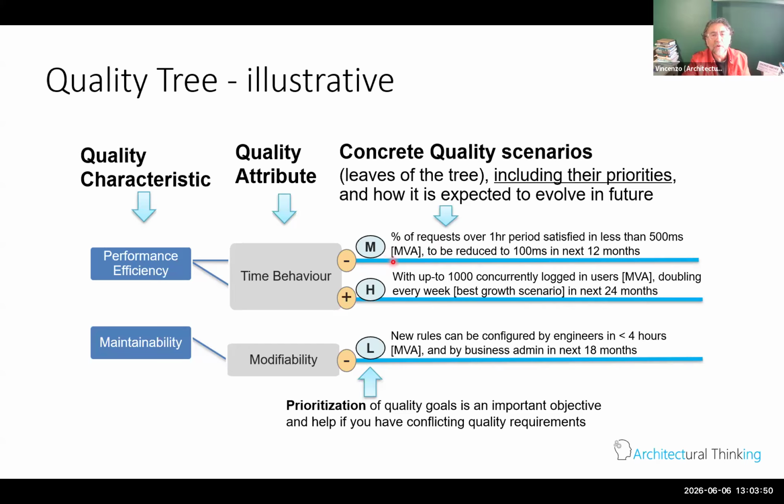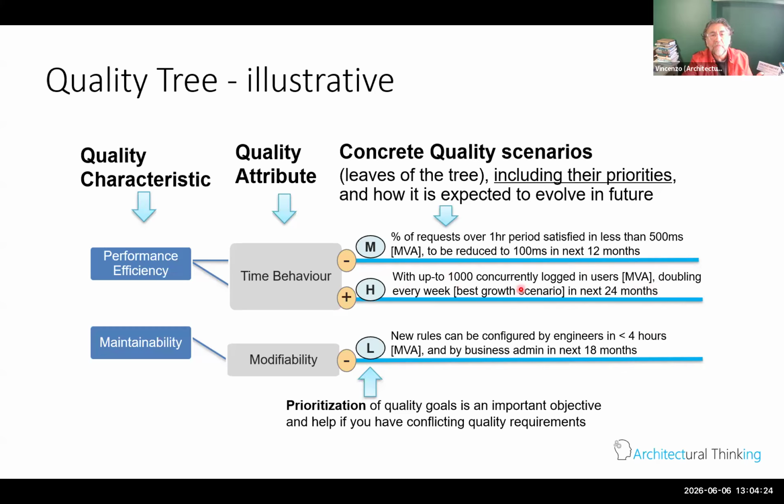We won't have time in this course, but I talk about the minimum viable architecture. So we talk about what the quality attribute requirements should be for the minimum viable architecture, which supports the minimum viable product, but also thinking ahead how that requirement will evolve over time. So for example, I might want to say that when I go live with my minimum viable product, I want to be able to support up to 1,000 concurrently logged in users. That's my minimum viable architecture.